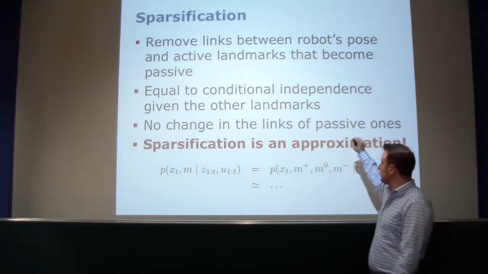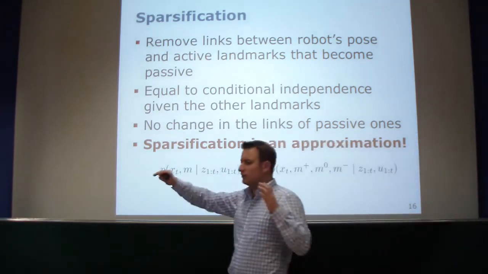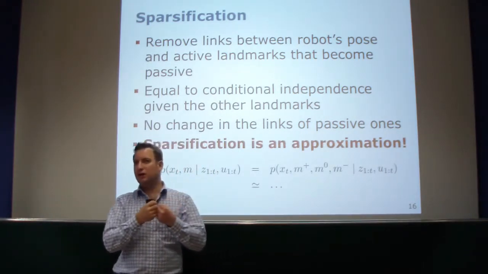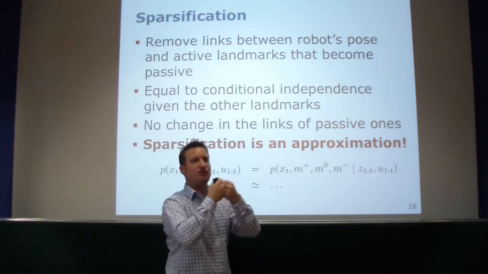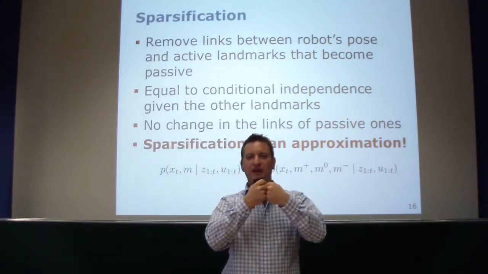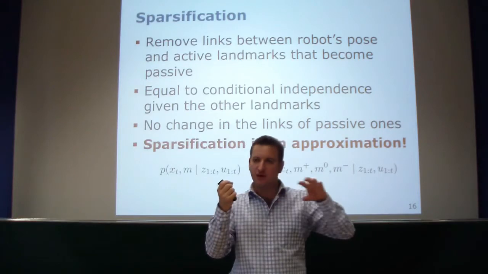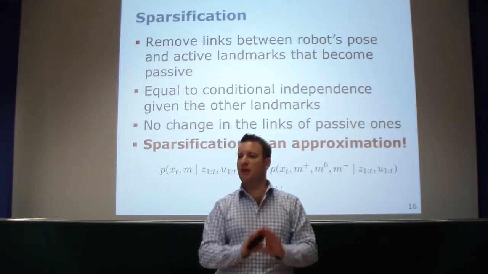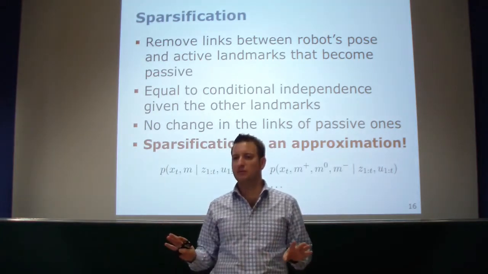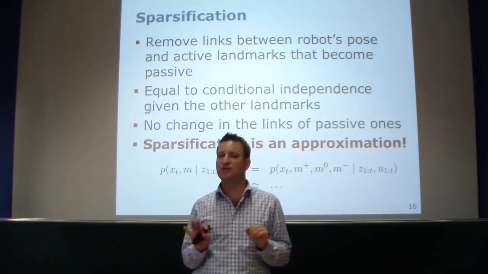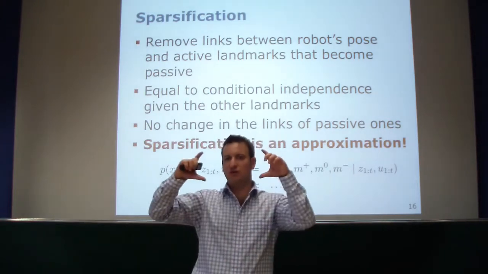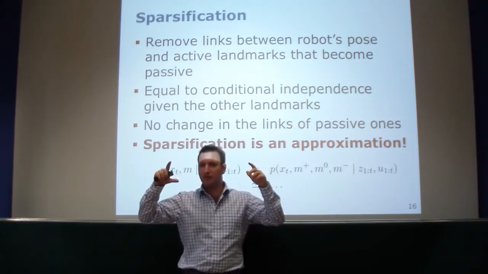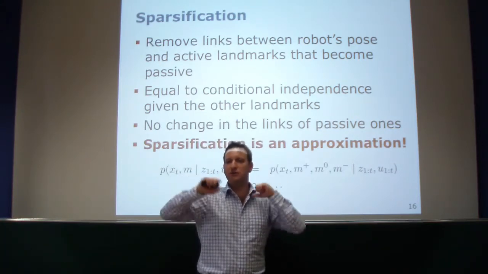The important thing here is no change in the links of the passive landmarks. So I don't touch the passive ones. The sparsification step touches those which are currently active and stay active, because some of the information of those which become passive is transformed to the other links. That's what we had before. The important thing is the passive ones are not updated at all. So this part of the information matrix doesn't change. So the change is only local. And this is one of the reasons why we can do that in constant time, because we do all operations very locally in our matrix.